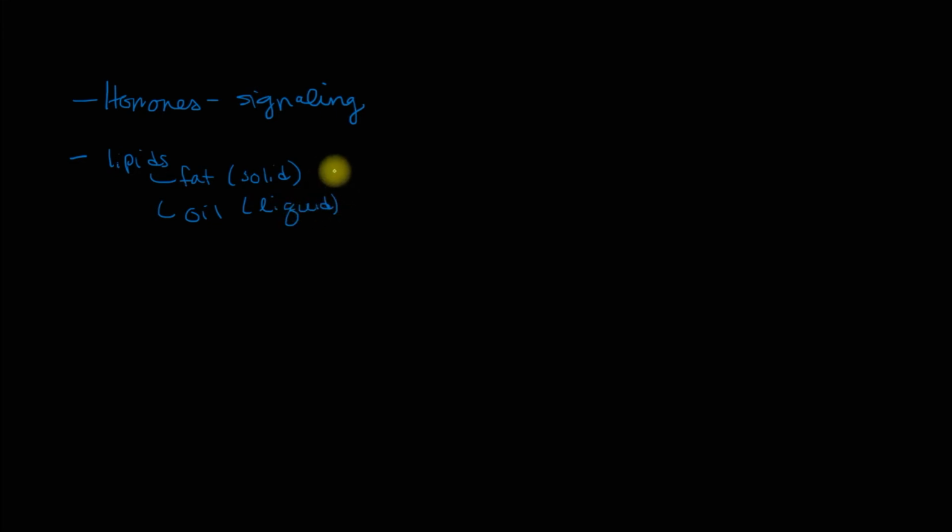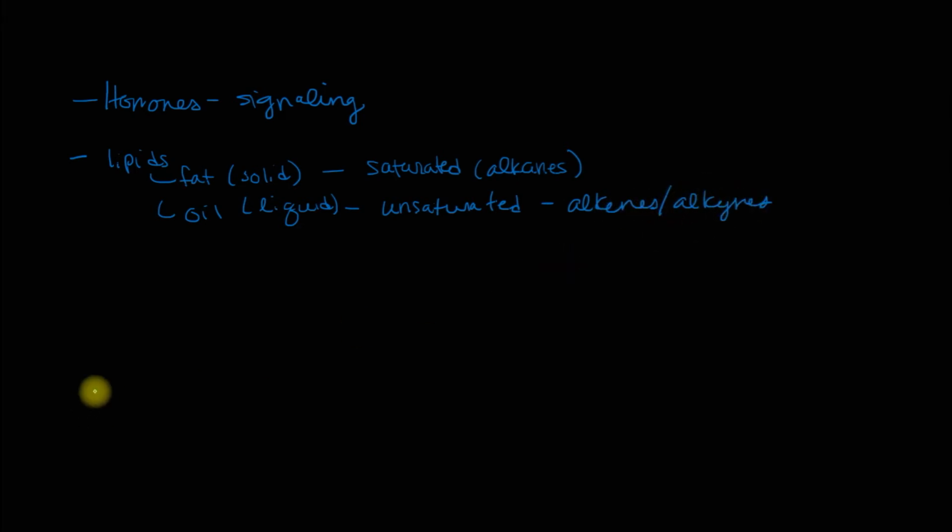And we said that fats tend to be saturated. Now, we're not talking about saturated solutions. We're talking about having all the carbons that they can. So in other words, fats are alkanes only. Oils tend to be unsaturated, which means it has double bonds or triple bonds. So alkenes and alkynes.